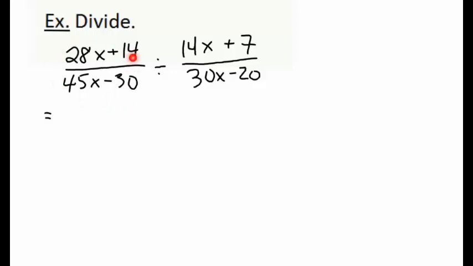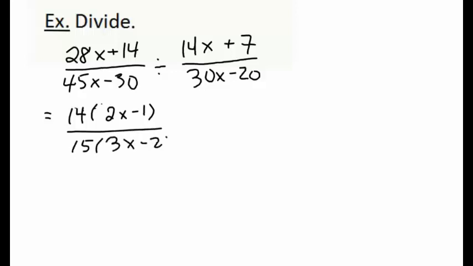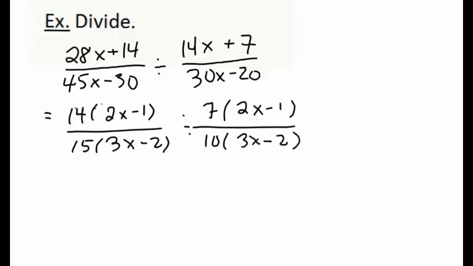So I'm going to begin with this fraction and try to fully factor it. So in our numerator we can factor out 14 and we're left with 2x minus 1. In the denominator, let's pull out a factor of 15 and we'll have 3x minus 2. In our second fraction, we can take out a factor of 7, so we'll have 2x minus 1. And then in the denominator, we can take out a factor of 10, and we'll have 3x minus 2.